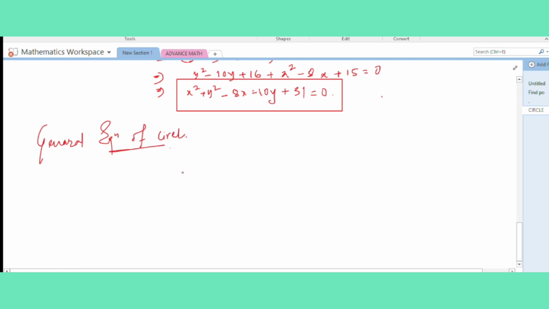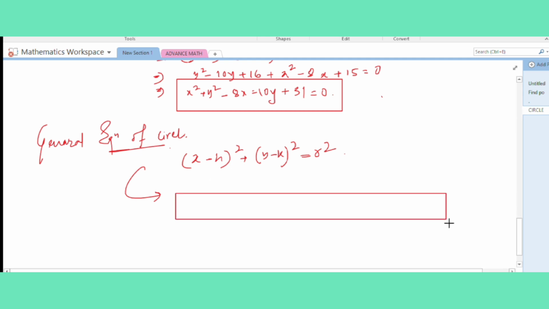The general equation of a circle is (x minus h) whole square plus (y minus k) whole square equals r square. If I evaluate this, after breaking all the squares, we can get an equation like this: x square plus y square plus 2gx plus 2fy plus c equals 0.